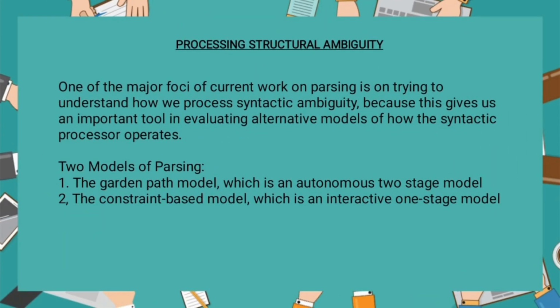processing. One of the major foci of current work on parsing is on trying to understand how we process syntactic ambiguity, because this gives us an important tool in evaluating alternative models of how the syntactic processor operates. There are two models of parsing. Number one, the garden path model, which is an autonomous two-stage model. Number two, the constraint-based model, which is the interactive one-stage model.